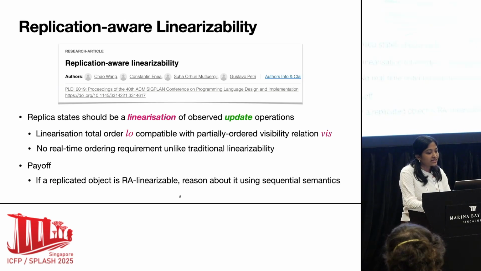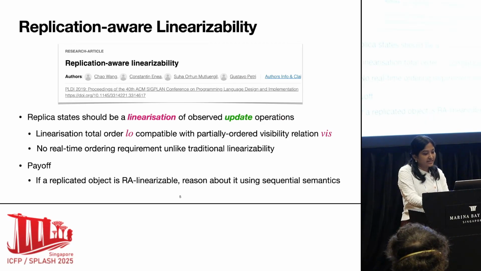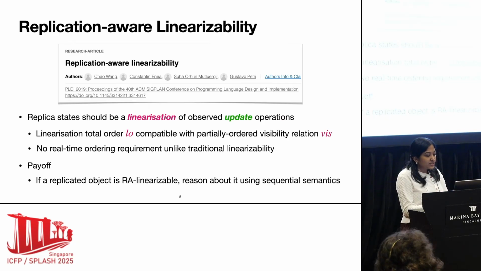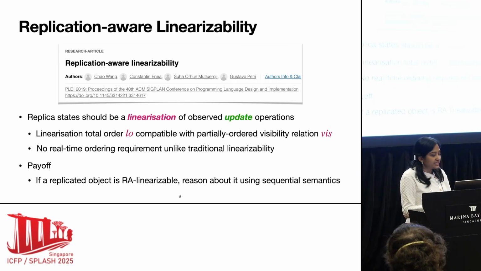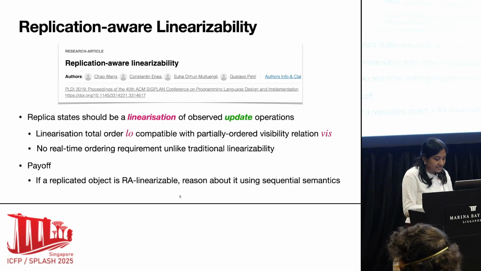Replication-aware linearizability is a correctness criterion used in CRDTs. The main idea here is that it requires all replicas to have a state which can be obtained by linearizing the update operations visible to the replica according to the sequential specification, and this linearization must respect the visibility relation, but there is no need for real-time constraints, unlike classical linearizability.